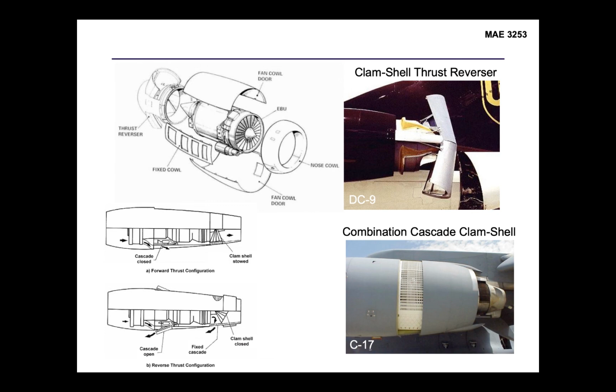And here's an example of a cascade design combined with a clamshell system that's used on a C-17. In this case, military requirements often have the need of reducing the amount of ground roll as quickly as possible.